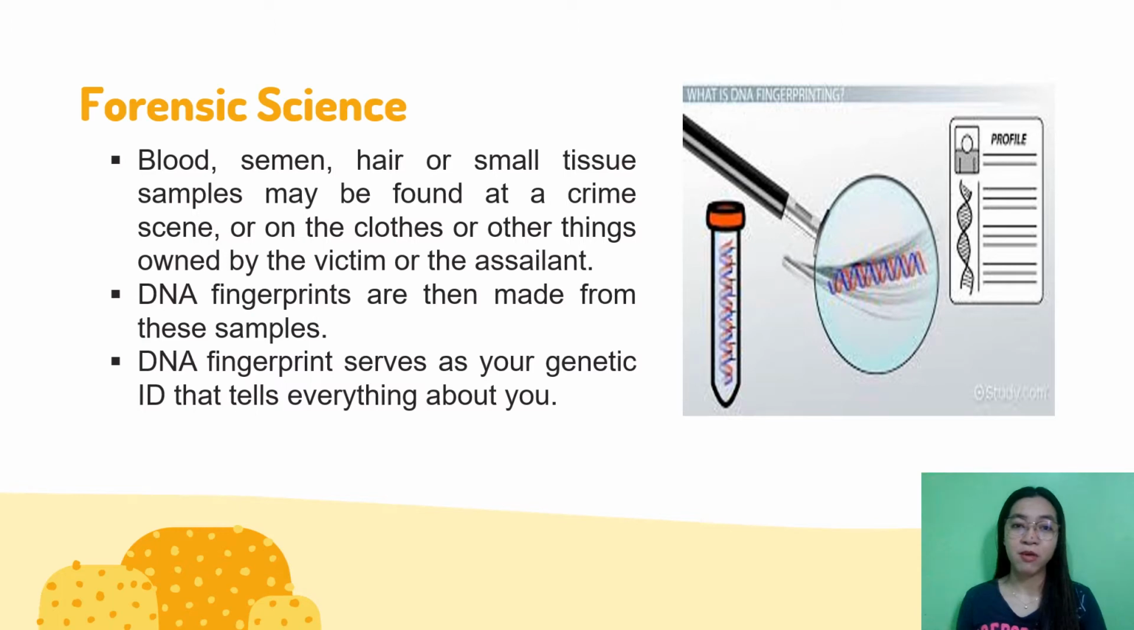Since you need an ample amount of these samples, the DNA can be extracted and multiplied through PCR. DNA fingerprints are then made from these samples. This is a precise way of identifying the owner of the tissue or cell sample. No two persons have an identical DNA fingerprint except for identical twins. DNA fingerprinting can identify the guilty individual with a much higher degree of certainty. Your DNA fingerprint serves as your genetic ID that tells everything about you.